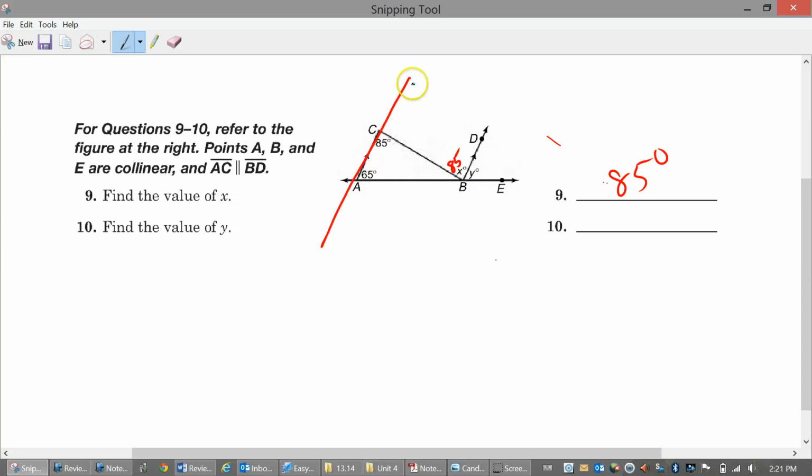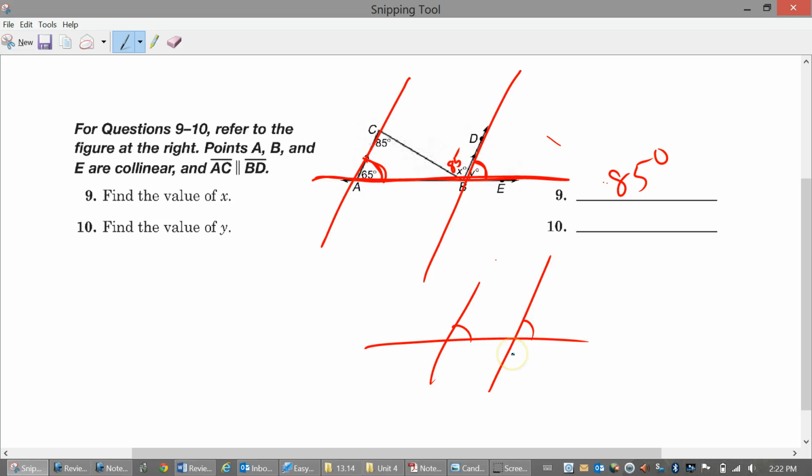A and C we said were parallel based on the directions. We're trying to find the y. So you could use that transversal to help you out to identify it. If you know where y is there, we have 65 marked there. You notice that those two angles are corresponding angles to each other. Corresponding angles. Since they're corresponding, they're equivalent. So it's 65.